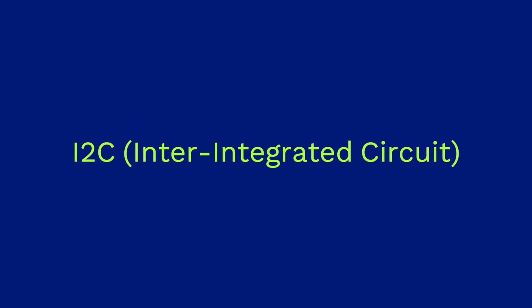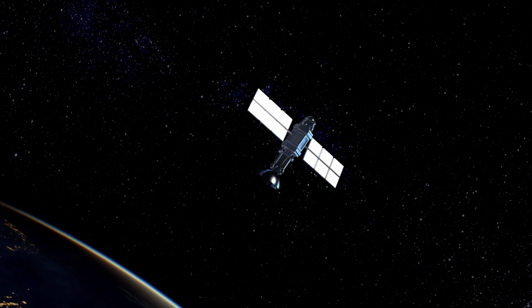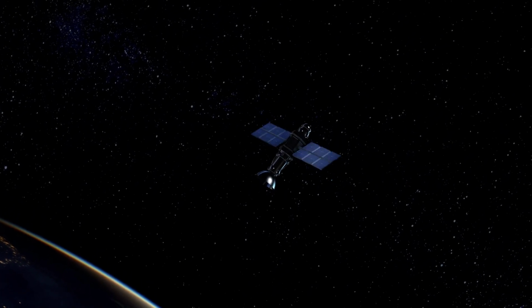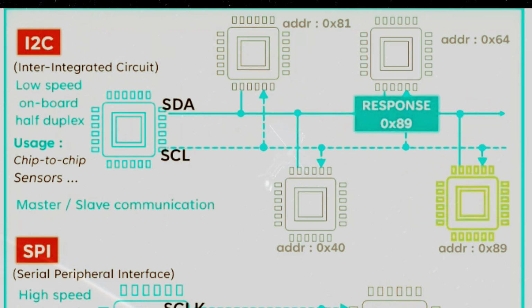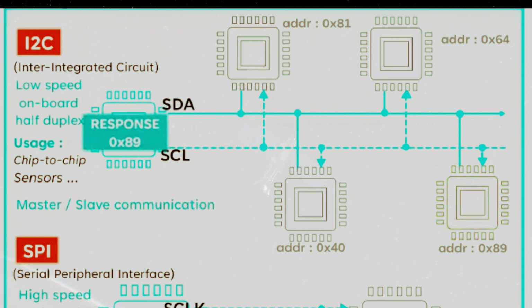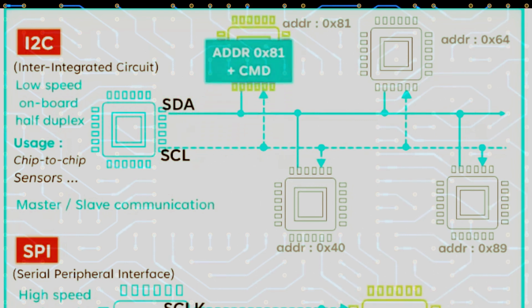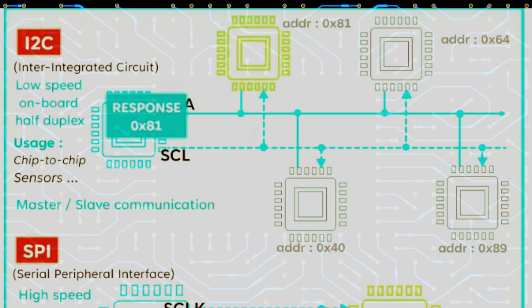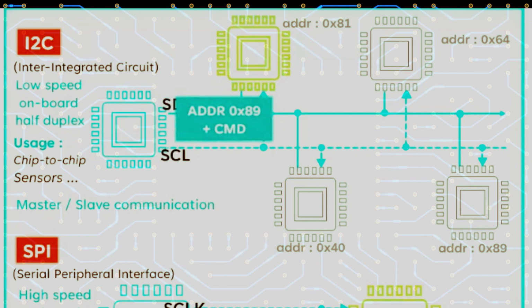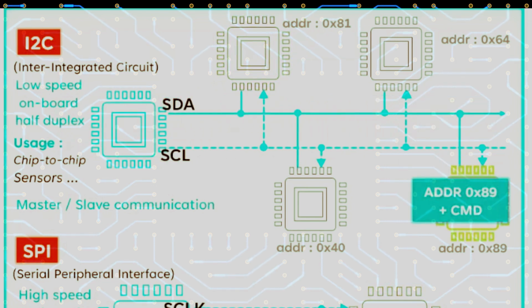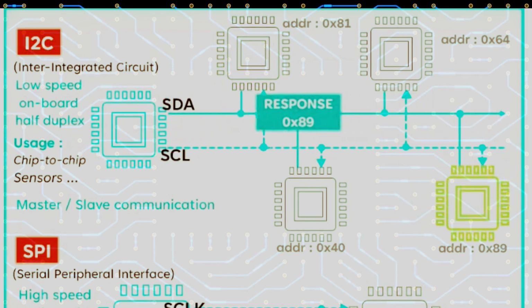I2C. I2C is a multi-master, serial communication protocol used for communication between multiple devices over a shared bus. It utilizes two bidirectional signal lines, a data line, SDA, for transmitting and receiving data, and a clock line, SCL, for synchronizing communication between devices.